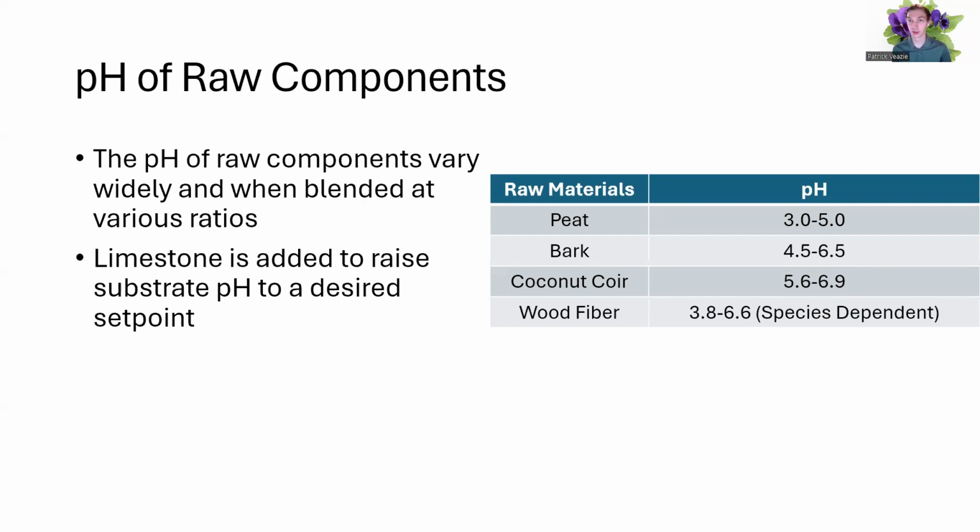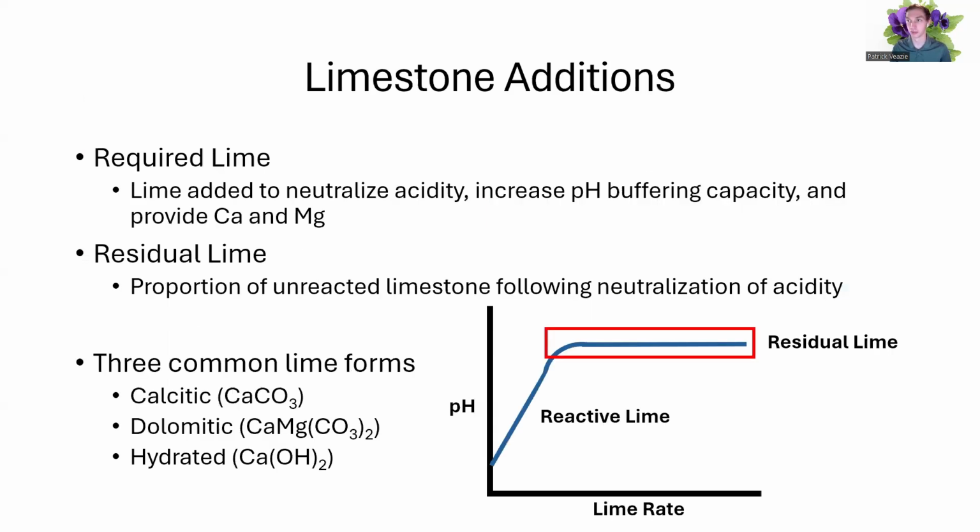And then coconut coir is slightly acidic to almost neutral, ranging from 5.6 to 6.9. And then wood fiber can range from very acidic all the way up to almost neutral to basic, depending upon the species that's utilized. We add that limestone to raise the pH to a desired set point. But once you get into these different blends of 80% peat, 30%, 20% wood fiber, so on and so forth, you have to manage these all slightly differently. And knowing how these are going to impact your substrate pH over time is very important.